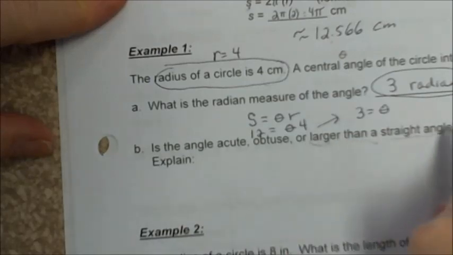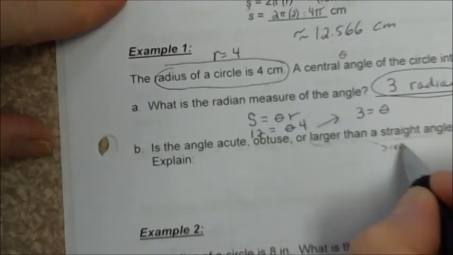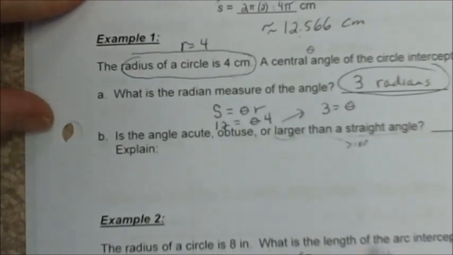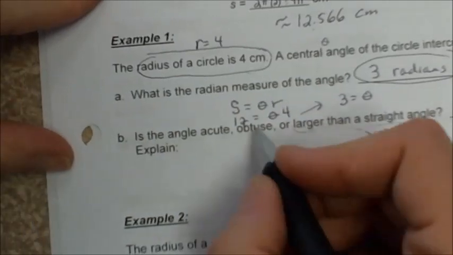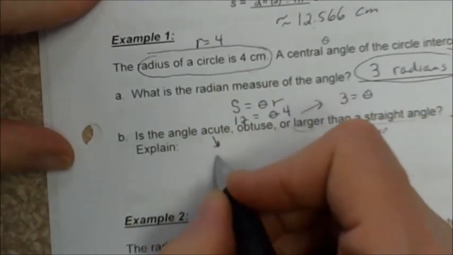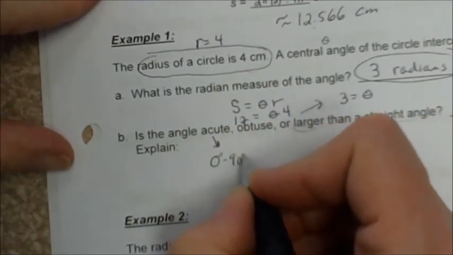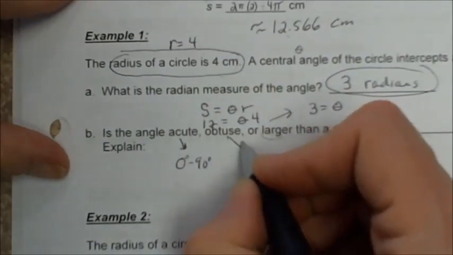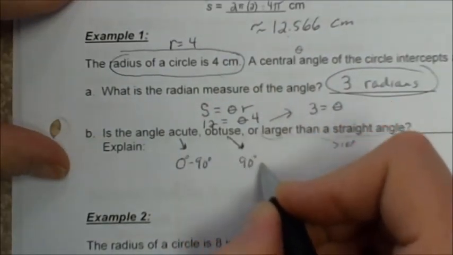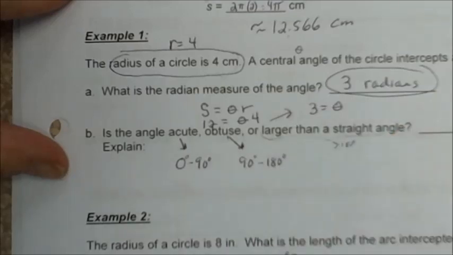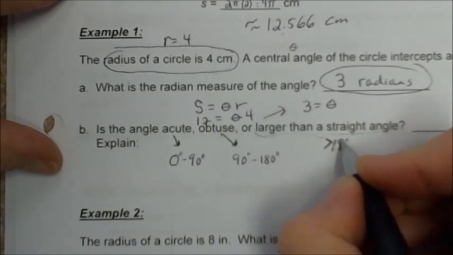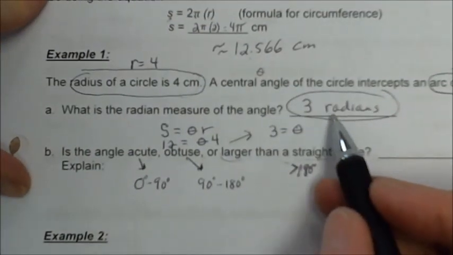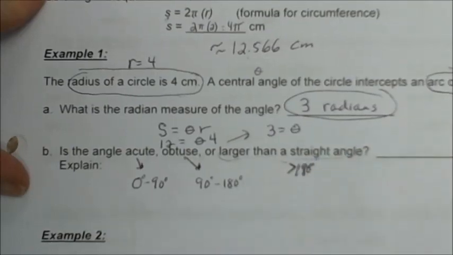Larger than a straight angle being more than 180 degrees. Well, let's see. We're going to figure out how many degrees are in 3 radians, because you know that an acute angle is between 0 degrees and 90 degrees. You know that an obtuse angle is between 90 degrees and 180 degrees. And if it's larger than the straight angle, then it's greater than 180 degrees. So we're going to figure out from up here, 3 radians, how many degrees there are.